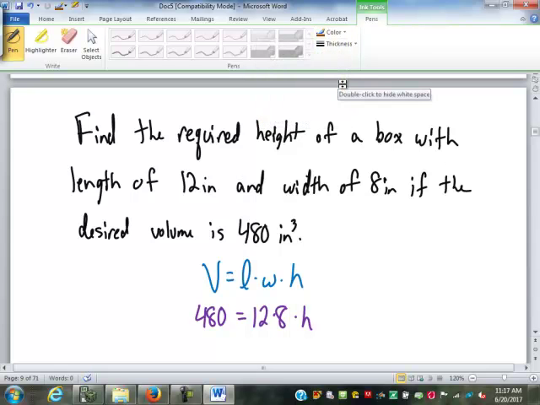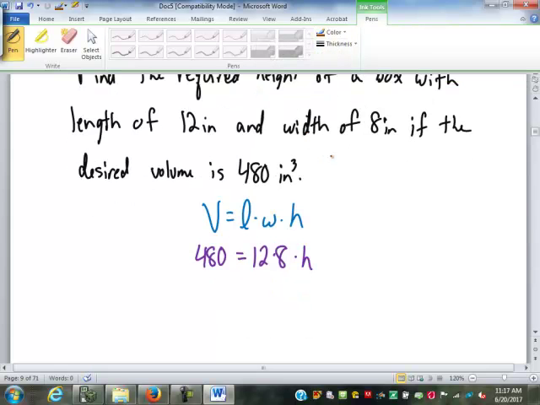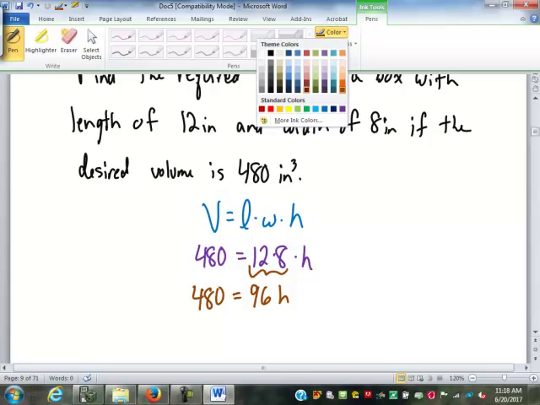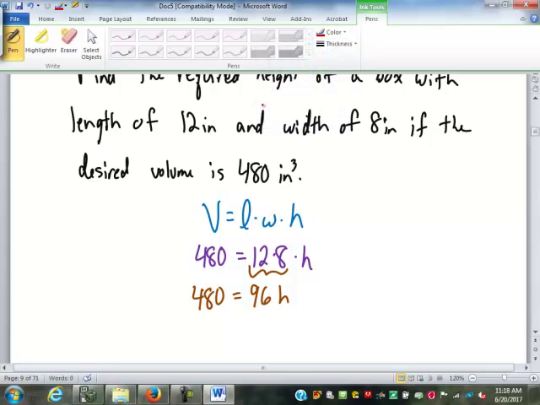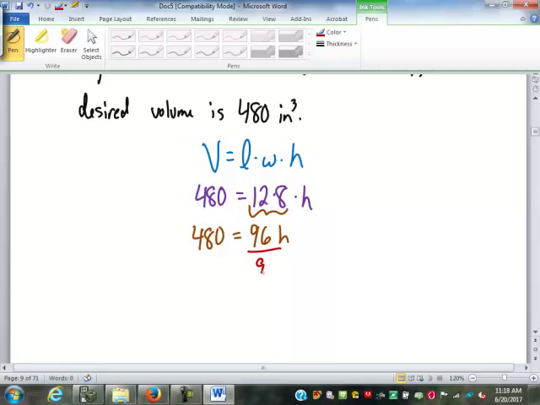So, do we have to do anything before we go on with this? Multiply the 12 and 8. Perfect. We do have to combine the 12 times 8, which is 96. Good. So that's 96H. 480 equals 96H. Then what? Divide by 96. You got it. 5 equals H. So the height is 5 inches.